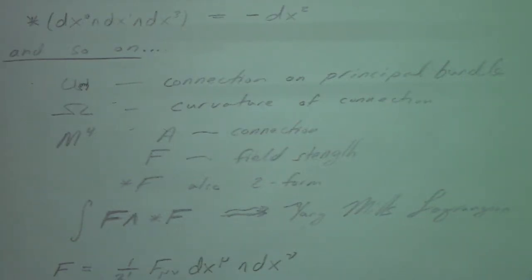All right, so here's where we're going. What we want to be talking about at this point is the connection on a principal bundle, which is omega, the curvature of the connection, which is omega, little omega, big omega. I'm not sure how I should distinguish these, but they're both omega, right? Capital and lowercase omega.